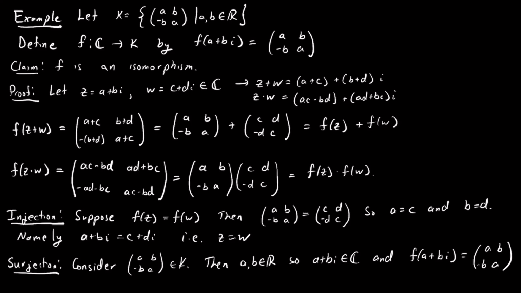Okay, so what have we shown? We've shown that this is a surjection. We've taken a matrix in K and produced a complex number that maps to this matrix. So I've shown that every single matrix in K gets hit by some complex number. So what can we write? We can say that C is isomorphic to K. All right, we've shown that C is isomorphic to K.